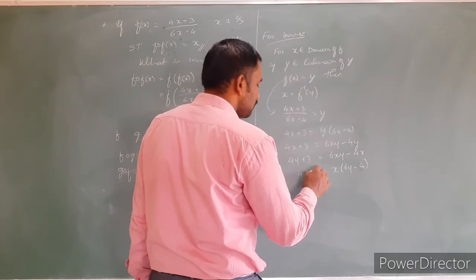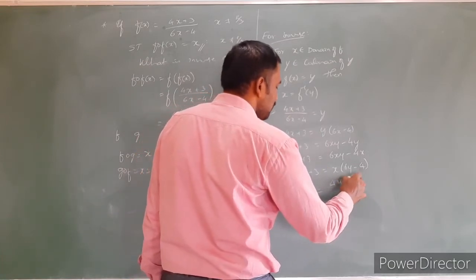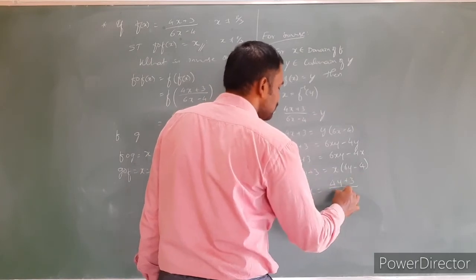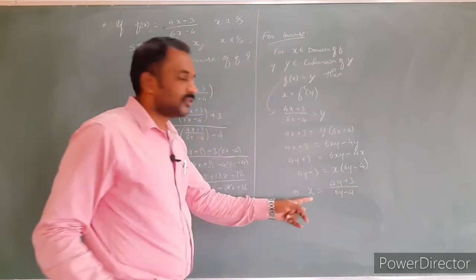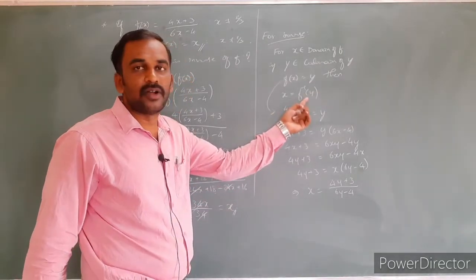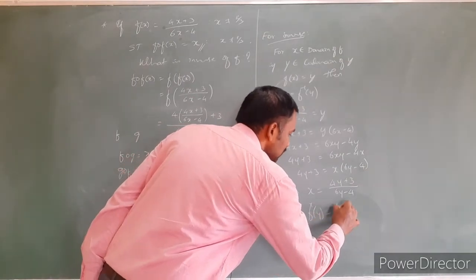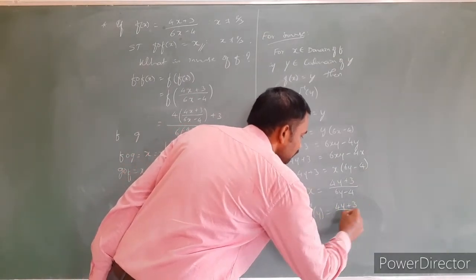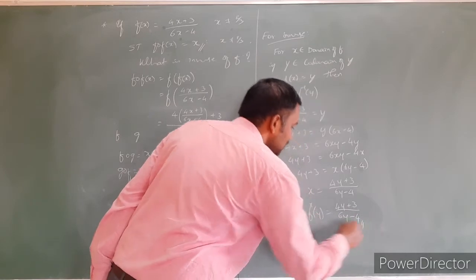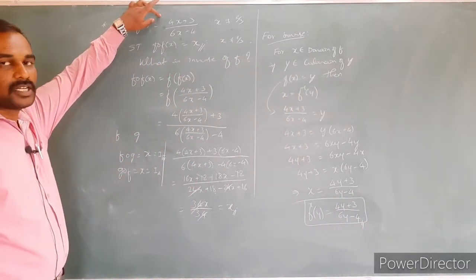So here 4y + 3 is there. From this it implies, what is the x value? (4y + 3) divided by (6y − 4). We just got the required x value. What is x equal to? F inverse of y. Therefore f inverse of y is equal to (4y + 3) divided by (6y − 4). This is the required inverse of the given function.